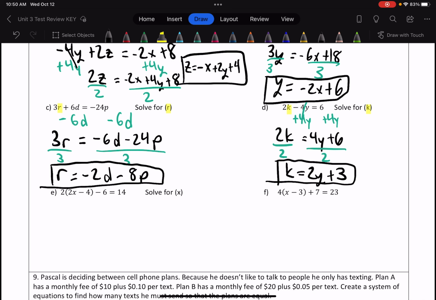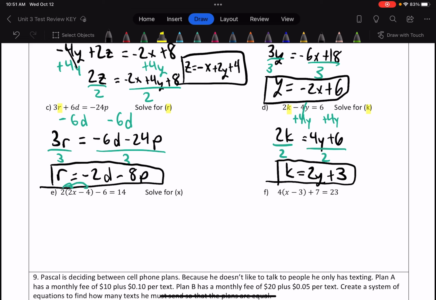For E, it says to solve for x. Now, guys, there's a couple of different ways we could go about solving for E. We could use the distributive property first. We could add 6 to each side first. It's really up to you and what your comfort level is. Because we've kind of showed you how to start with multiplication, let's go ahead on this example and start by distributing the 2.